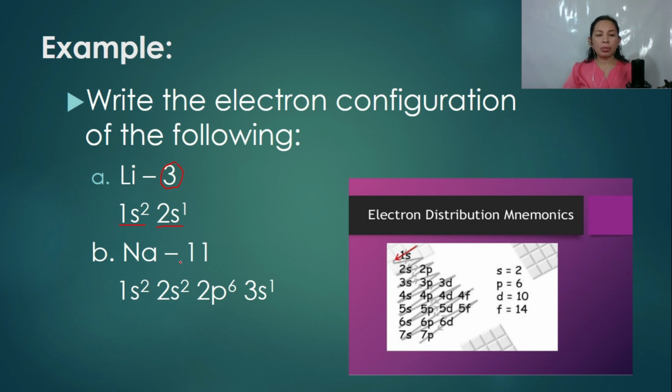And in sodium, we have 11 electrons. To write the electron configuration, again, we follow the electron distribution mnemonics. We start from the lowest energy orbital, 1s, having 2 electrons, followed by 2s, again having 2 electrons, 2p having 6 electrons, and 3s having only 1 electron. That completes 11 electrons in total.